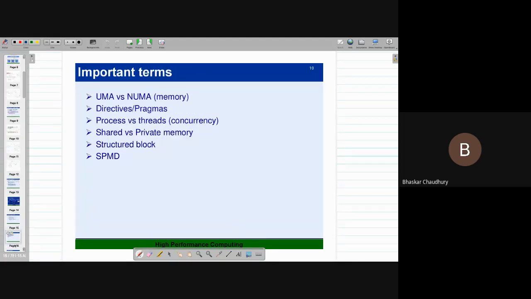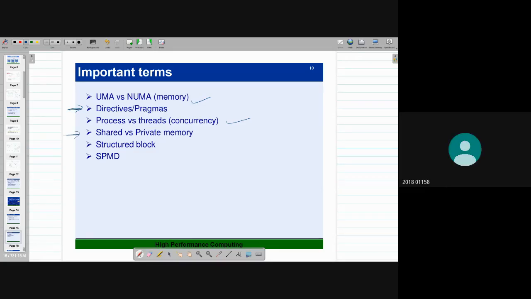Now, let me look into this. What we have already discussed is uniform memory access and non-uniform memory access, and now we are going to discuss directives and pragmas. We have understood what a process and what a thread is in a very broad sense, and now we are also going to come into shared and private memory.